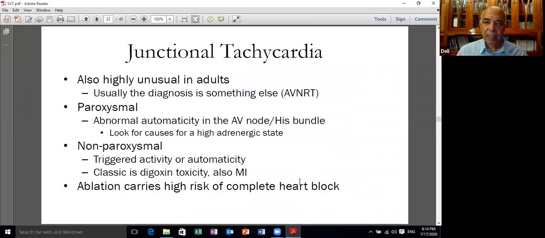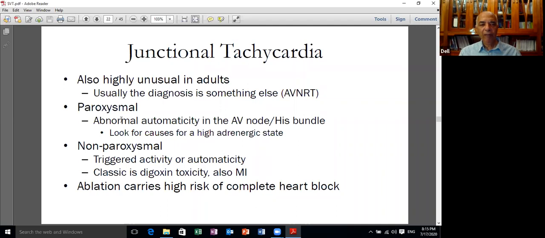Now, junctional tachycardia, another form of supraventricular tachycardia, is quite rare in adults. It is usually seen in children, usually in the post-operative state after open heart surgery in infants and children. In adults, usually you need to exclude every other possibility, and most of the patients diagnosed as junctional tachycardia by the computer turn out to be an unusual form of AV nodal re-entry tachycardia.